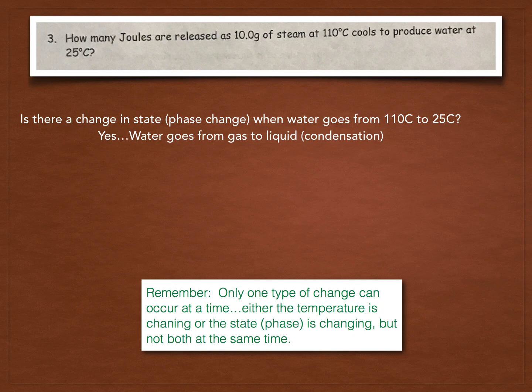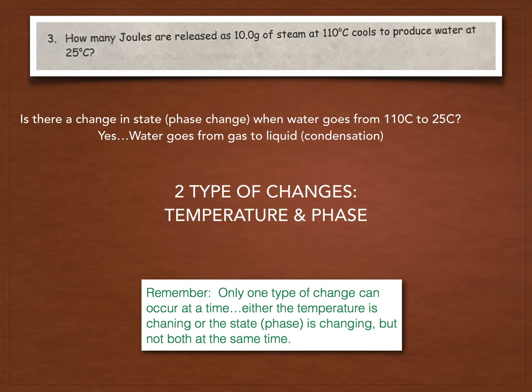Look at your temperatures to see if there is a phase change, also known as a change in state. Yes, water changes from the gas phase to the liquid phase. Be sure you have the boiling point and melting point of water memorized, which is 100 degrees Celsius and 0 degrees Celsius.